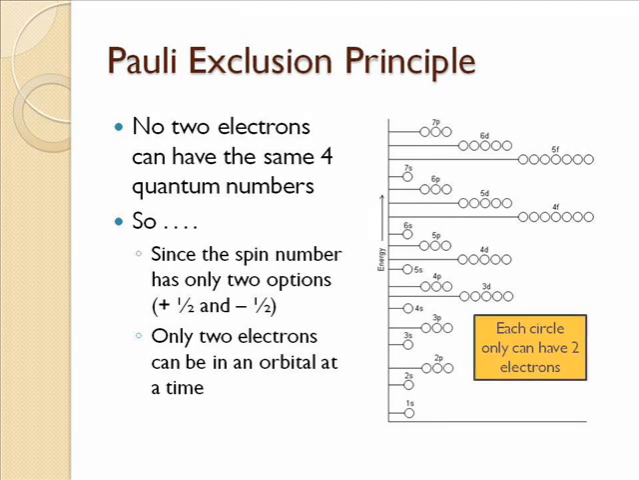Once the orbitals have 2 electrons, they are considered to be full and cannot hold more electrons. The next electron must go to the next allowable orbital until everyone has a home.